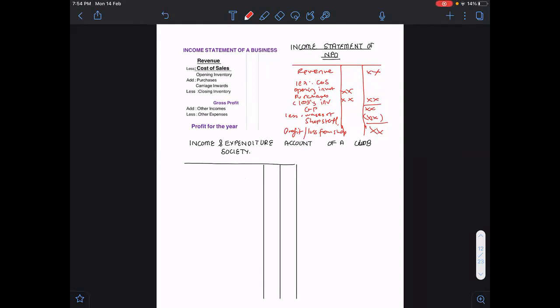Income and expenditure of a club and society. Income: subscriptions, sales of concert tickets, less expense, gives you total income, less. Will PDD come here?